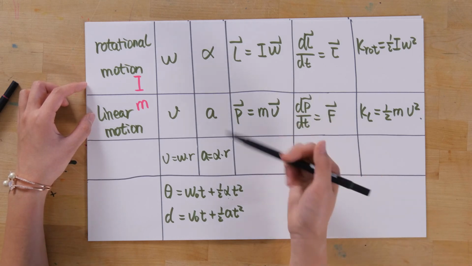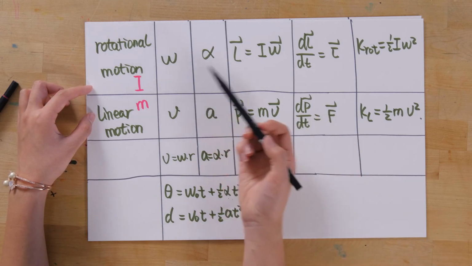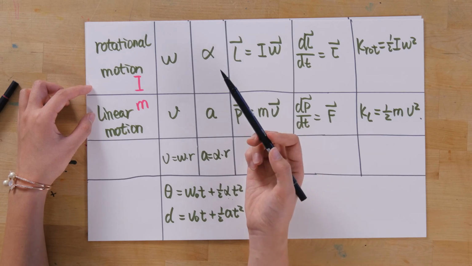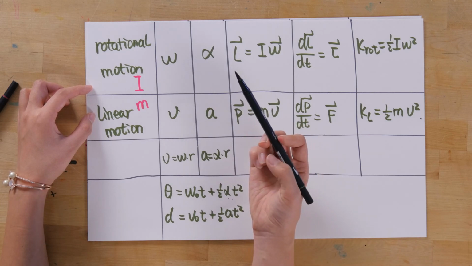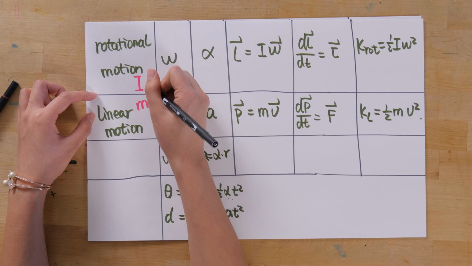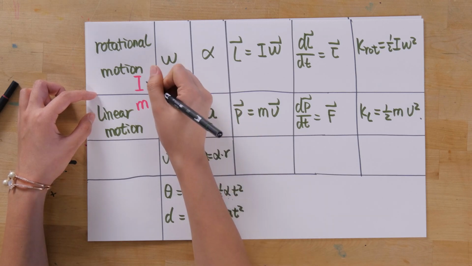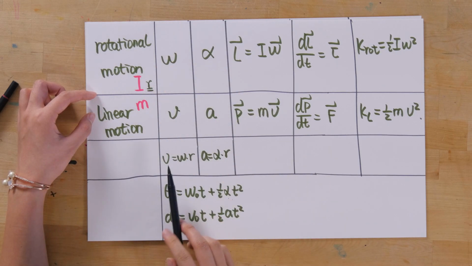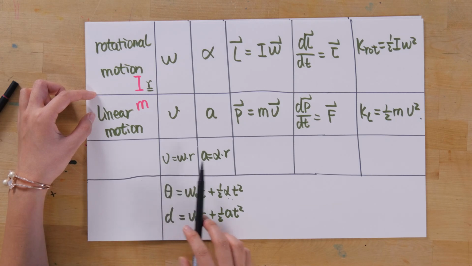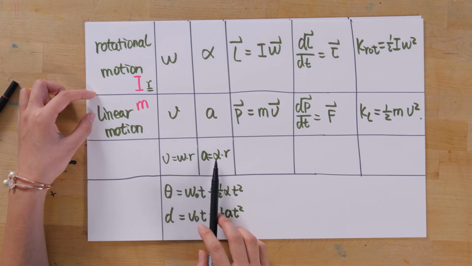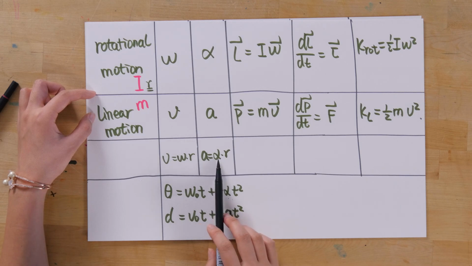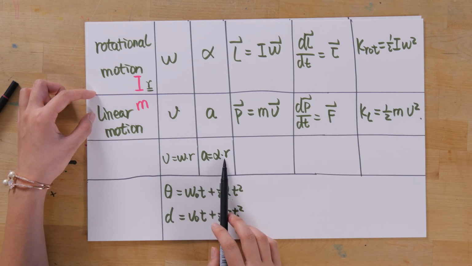The only difference between them is that rotational motion is rotating around a point or an axis with a radius r. So linear velocity equals angular velocity times r. Linear acceleration equals angular acceleration times r.